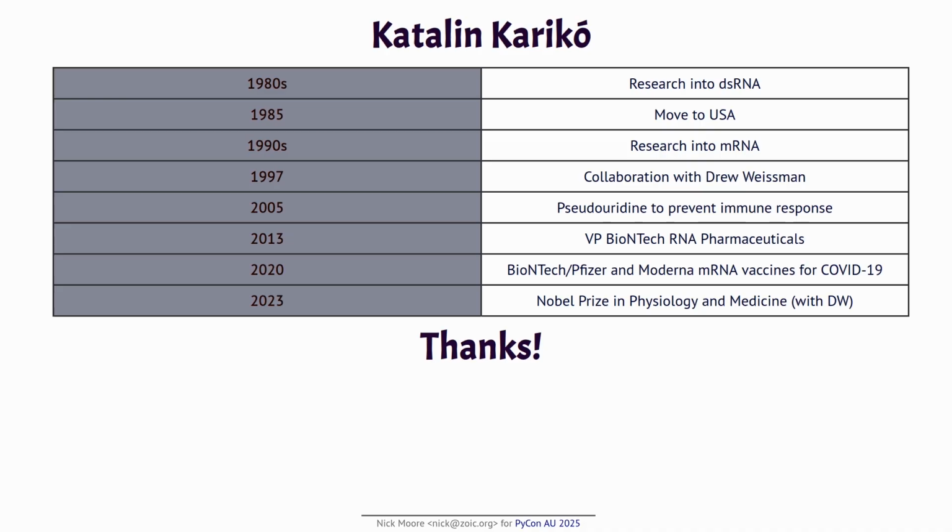This technique was pioneered and discovered largely by Katalin Karikó, who in the 80s was working on double-stranded RNA, moved to the US under somewhat dubious visa circumstances, went on to research mRNA, went on to work on RNA pharmaceuticals. I'm hurrying this up because we're getting close to the end, including the pseudouridine technique, which was invented in 2005. And then went on to be the mRNA vaccines we all know and many of us have experienced. And she won a Nobel Prize in Physiology and Medicine for that.